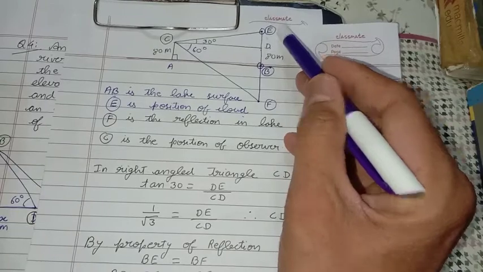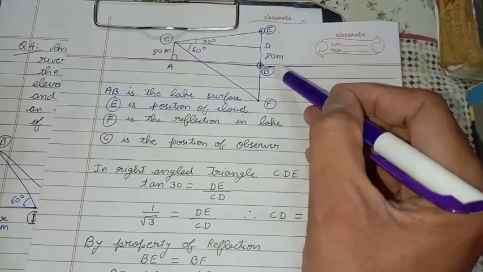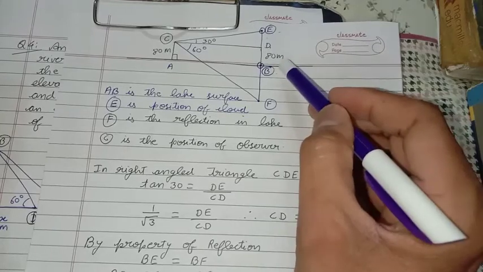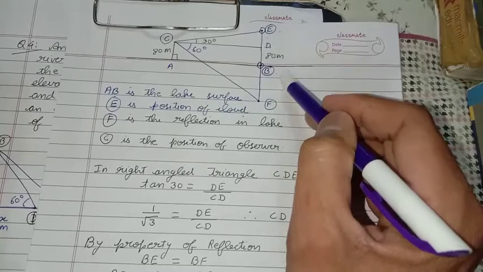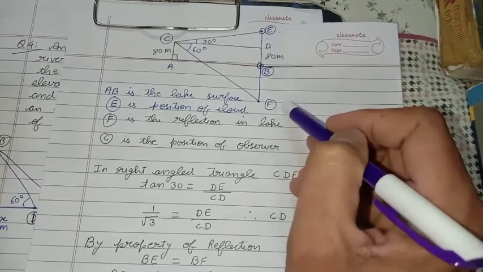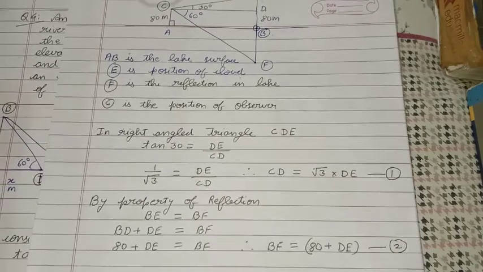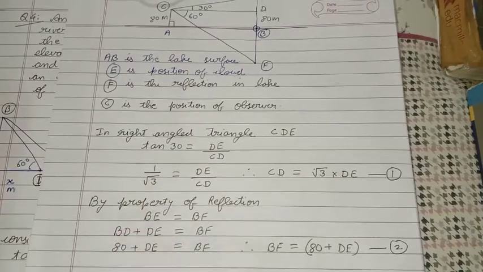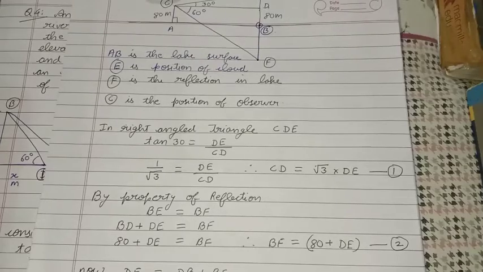Here is the cloud, and this is the position or the surface of this lake. So from lake to cloud, this distance is BE, and BE will be equal to BF. What is BF? BF is the reflection. This is the property of reflection which I am going to use. Correct? Okay. Now let us move ahead. You are not applying any trigonometric formula over here. I am using the property of reflection.